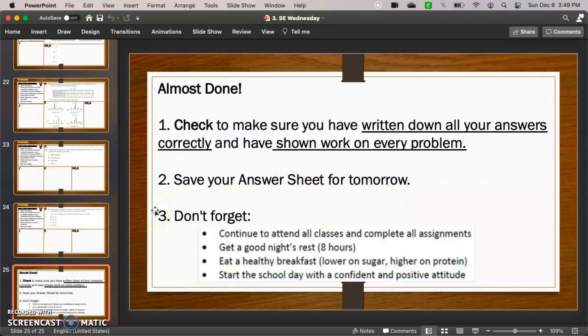You are almost done. Check to make sure you have written down all of your answers correctly and have shown work on every problem. Save your answer sheet for tomorrow. Don't forget, continue to attend all classes and complete all assignments. Get a good night's rest, at least 8 hours. Eat a healthy breakfast, lower on sugar, higher on protein. Start the school day with a confident and positive attitude. If you have gone back and checked all of your answers and shown your work, raise your hand so your teacher can help you. Thank you.